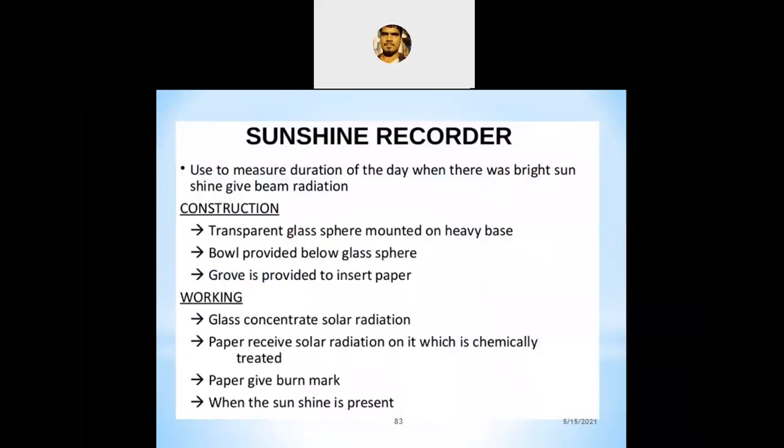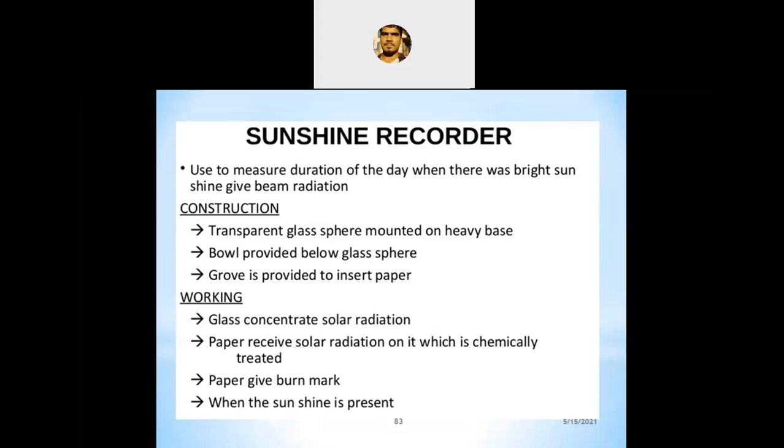And the last important topic is the sunshine recorder. This is the last topic in your first module. The sunshine recorder is a device used to measure the duration of the day when there was bright sunshine, giving beam radiation. Throughout the day you won't get bright sun; only a few hours or a few minutes we get bright sun. So the duration of bright sunshine in a day is measured by means of a sunshine recorder.